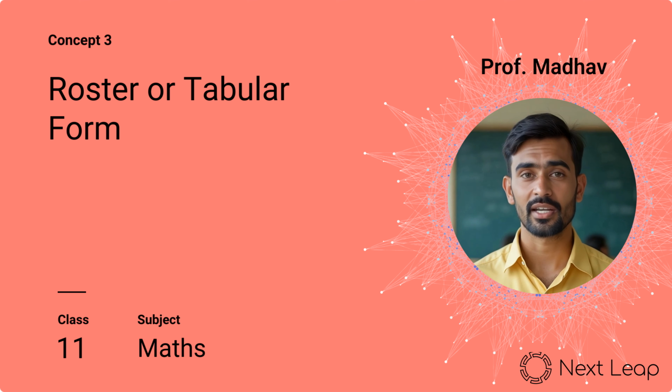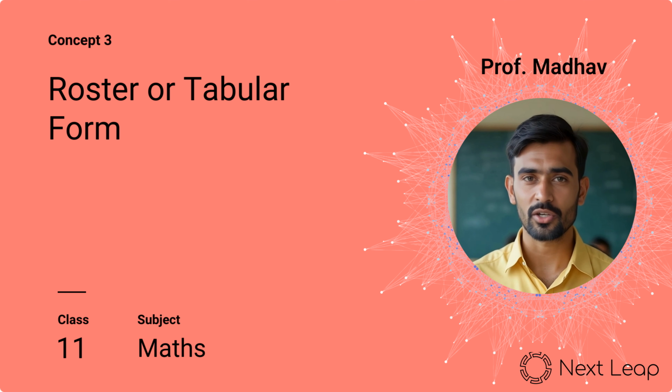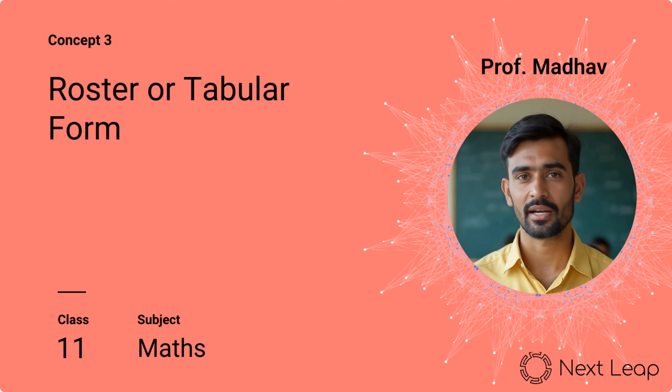When you first start learning about sets, the simplest and most visual way to represent them is called roster form, also known as tabular form. In this method, we list all the elements of a set directly, one after the other, inside curly braces. It's just like making a clean and organized list, where you can see all the elements clearly at a glance.